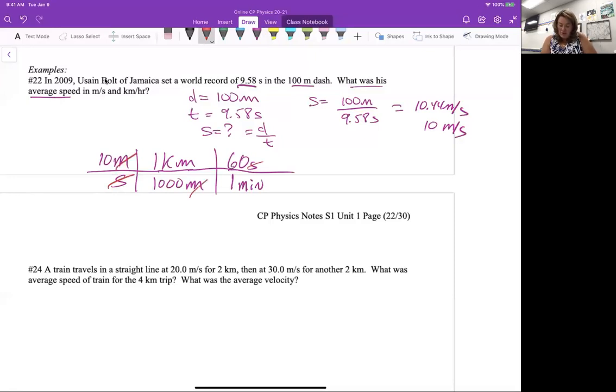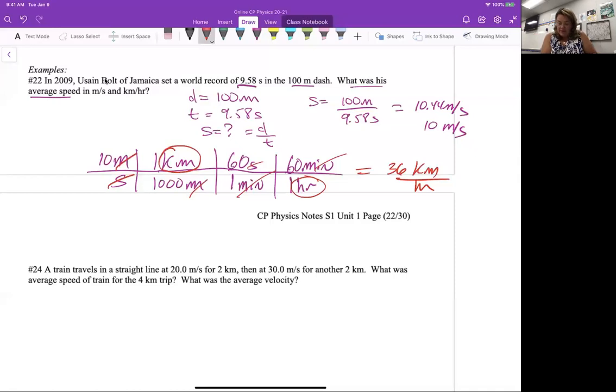I'm getting closer. Currently, I have kilometers on top. I still have a minute, though. I want to get rid of that minute. And so I know that 60 minutes is equal to 1 hour. Now my minutes cancel and I'm left with hours on the bottom. Then I take everything on the top and multiply it, and then divide by the bottom. So I will find that my answer is 36 kilometers per hour.